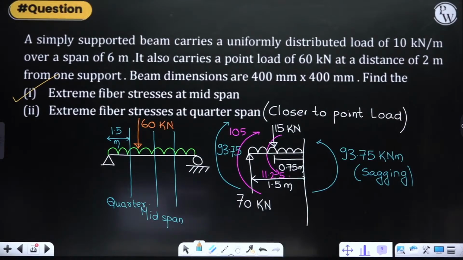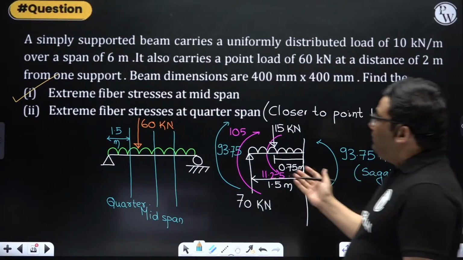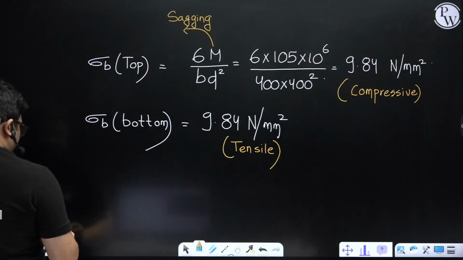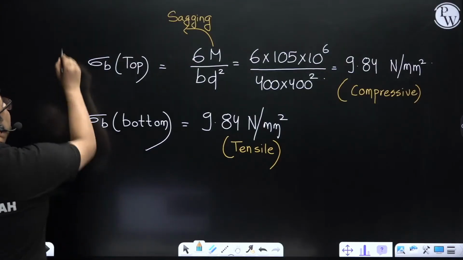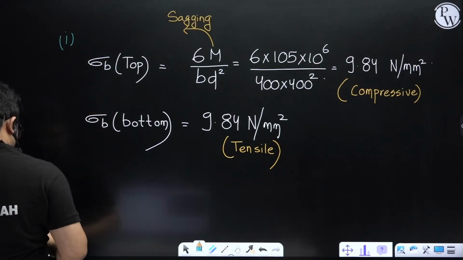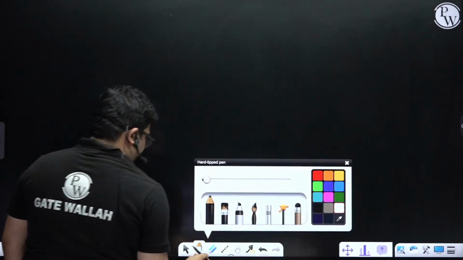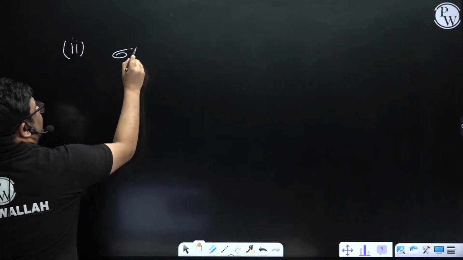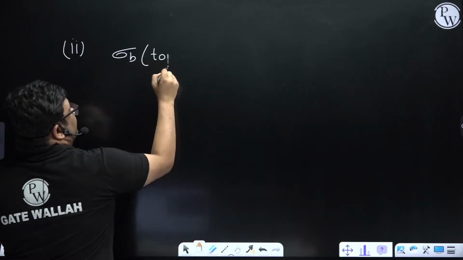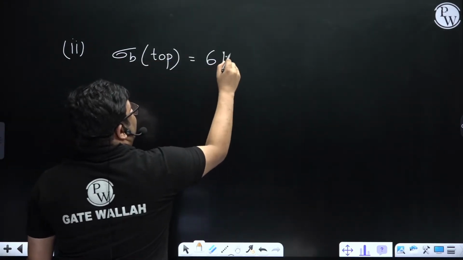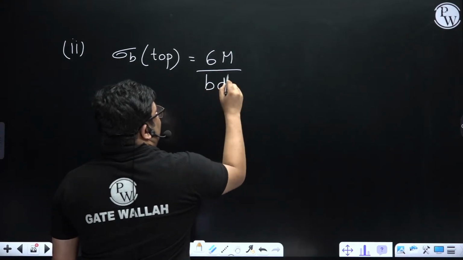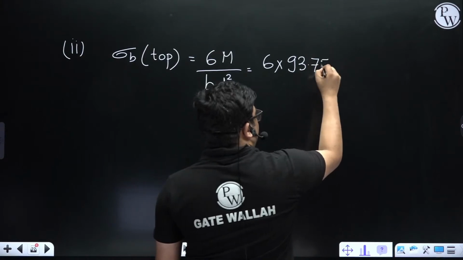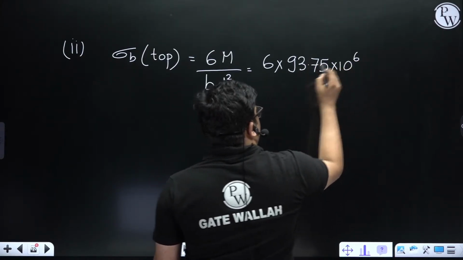So once we find out the bending moment, game over. Once we find out the bending moment, extreme fiber stresses are very easy, right? Once we find out the bending moment, this was part 1, then we can easily find out, right? So bending stress at top will be how much? Same equation, 6M by bd square, sorry. So it will be 93.75 into 10 to the power 6 divided by bd square.